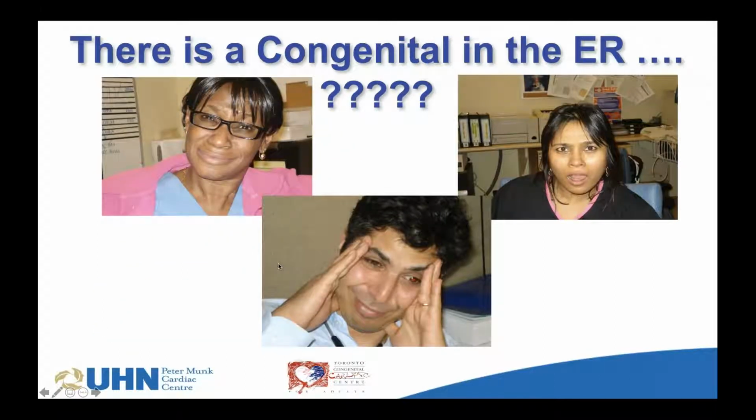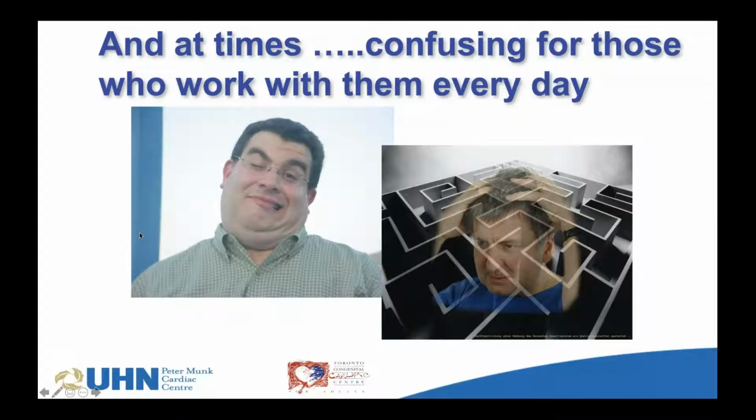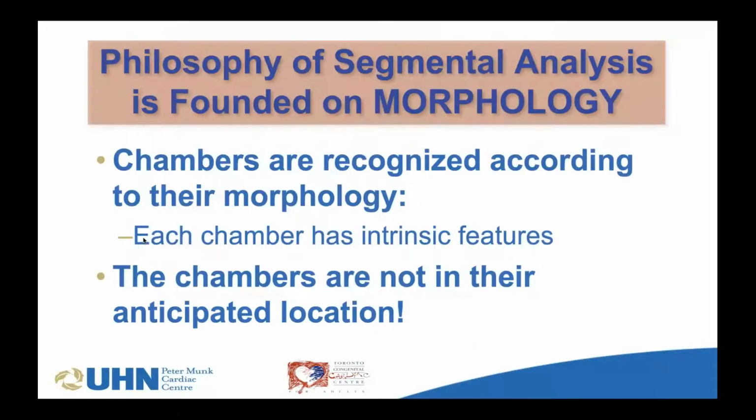If a congenital heart disease patient presents in a hospital or in an emergency room, everybody is confused or even terrified, because our patients have procedures named after physicians and surgeons. They're very difficult to spell sometimes, and everybody's confused. We don't know sometimes what's right, what's left, what's superior, what's inferior. And at times, even people working with these patients in their daily practice are confused.